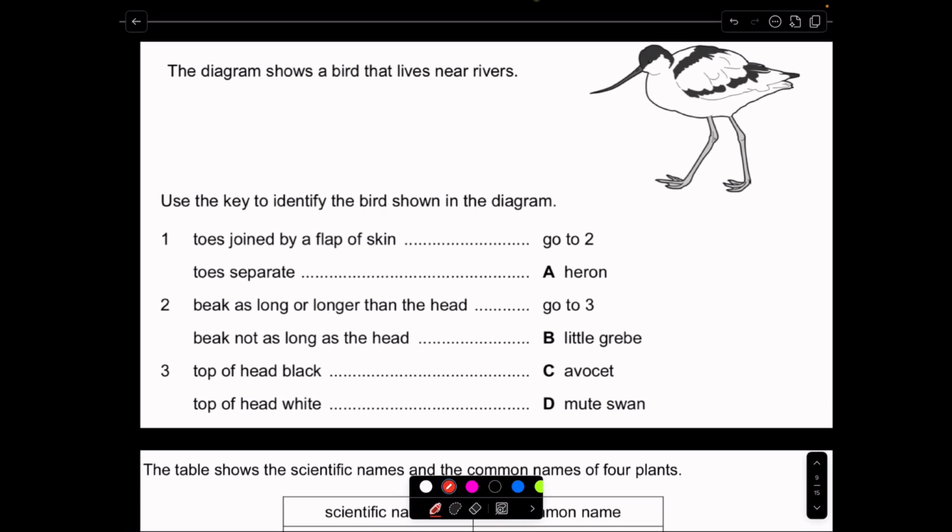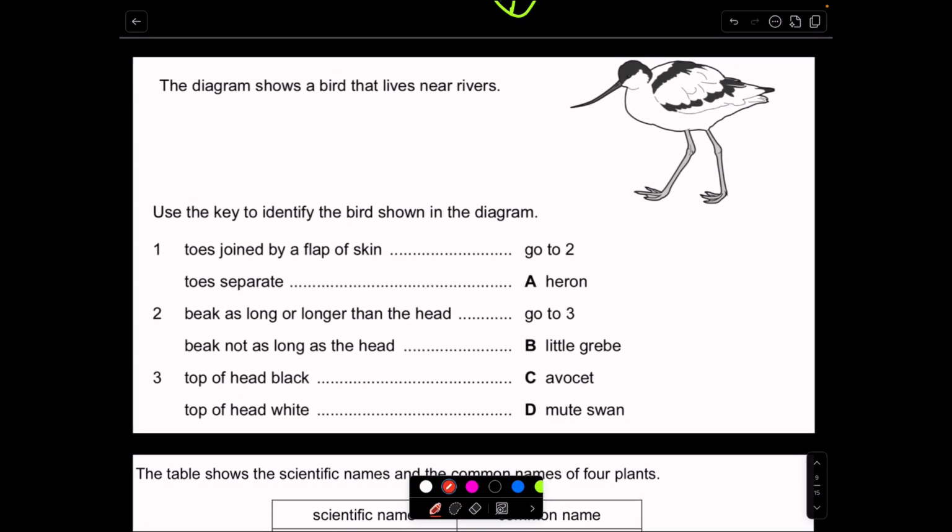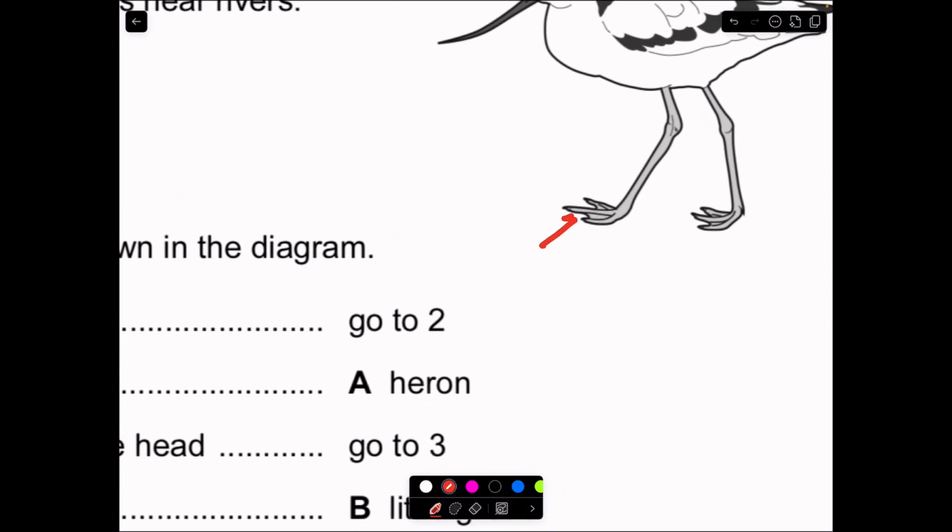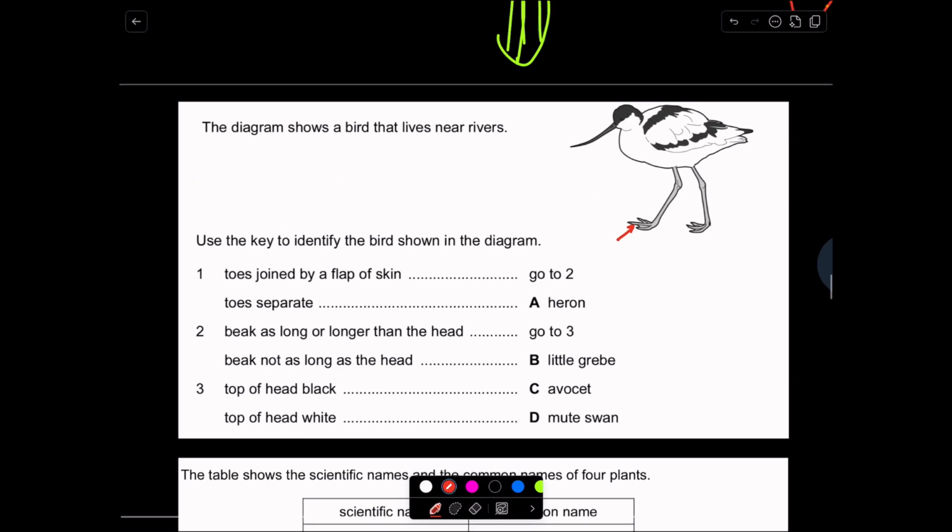So the first point says toes joined by a flap of skin. Can we zoom in here? Can you see a flap of skin? Yes. So if it's yes, you want to go to 2. If it's no, it means that the toes are separate and the answer is A. Since yes, it is joined by flaps of skin, we're going to go to point 2. The beak as long or longer than the head. It is longer than the head. So you want to go to 3.